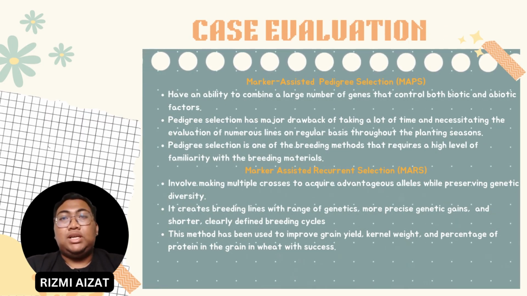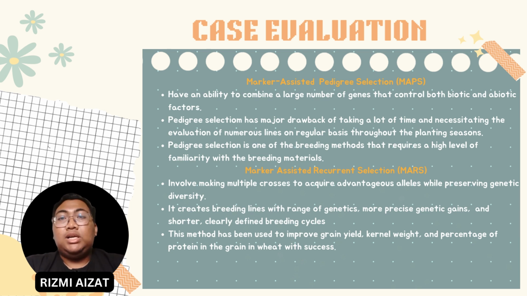First method is marker-assisted pedigree selection (MAPS), which has an ability to combine a large number of genes that control both biotic and abiotic factors. Pedigree selection has a major drawback of taking a lot of time and necessitating the evaluation of numerous lines on a regular basis throughout the planting season. Pedigree selection is one of the breeding methods that require a high level of familiarity with the breeding material.